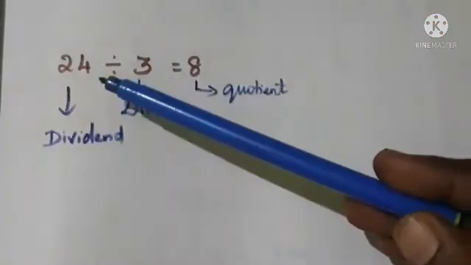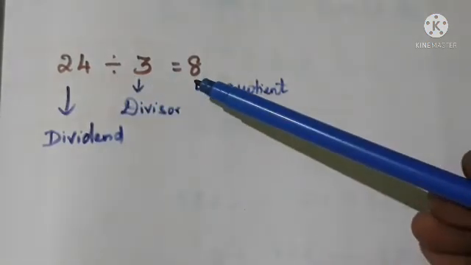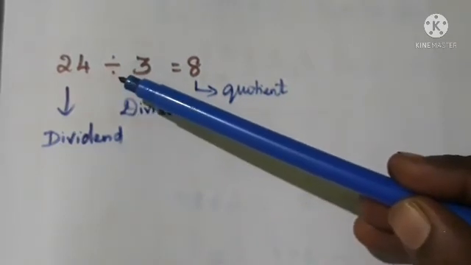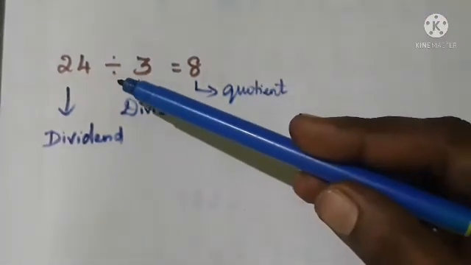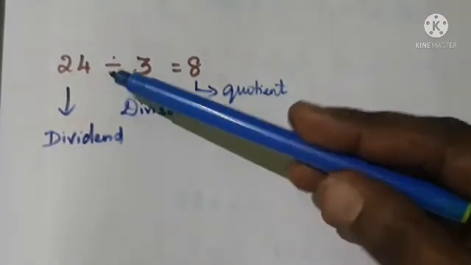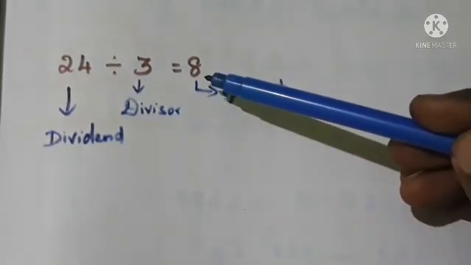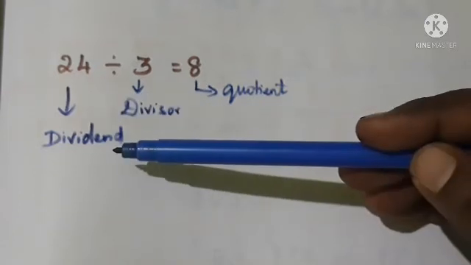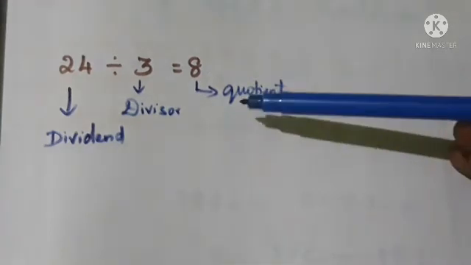So look here. 24 divided by 3 is equal to 8. What is this symbol? This is the symbol of division. We know the multiplication symbol is the cross symbol. Likewise, the division symbol is this one. So here 24 is divided by 3. What's the answer? 8 is the answer. This 24 is called the dividend, 3 is the divisor and 8 is the quotient.